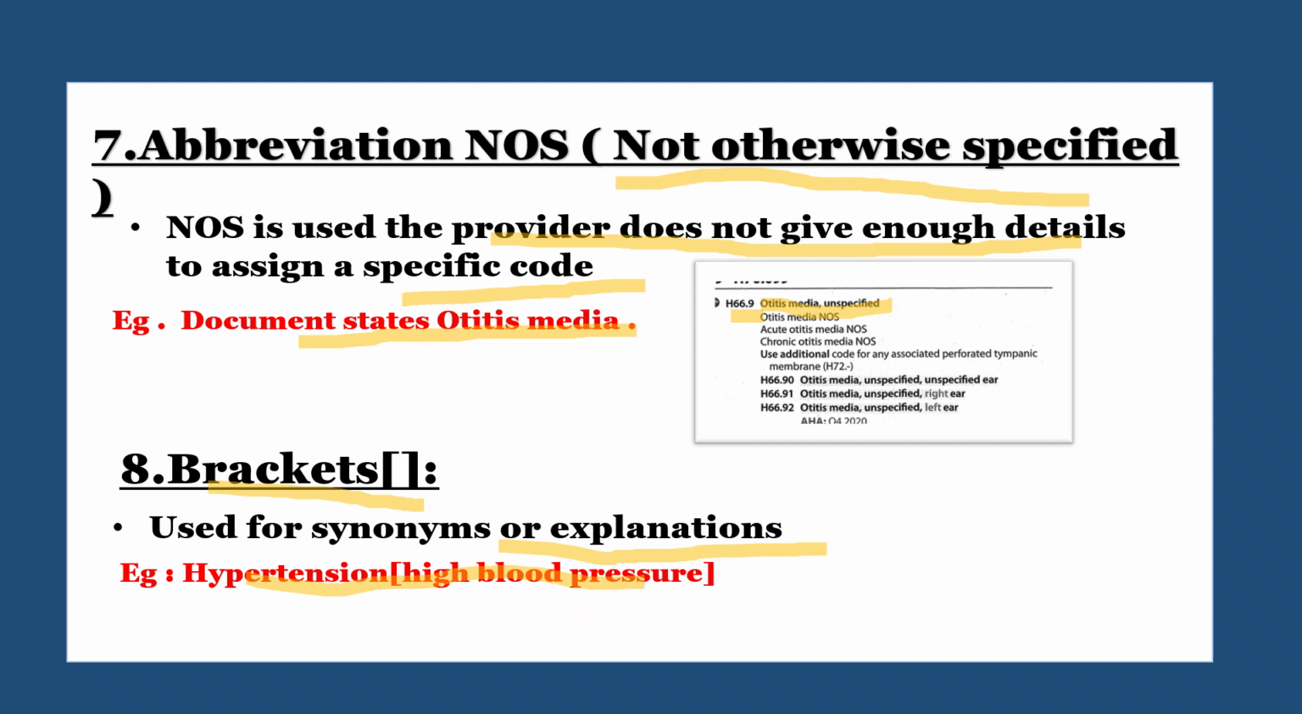What is the meaning of hypertension? That is high blood pressure. Another example, MI. MI is a myocardial infarction. So beside the MI, you will see heart attack as its synonym.